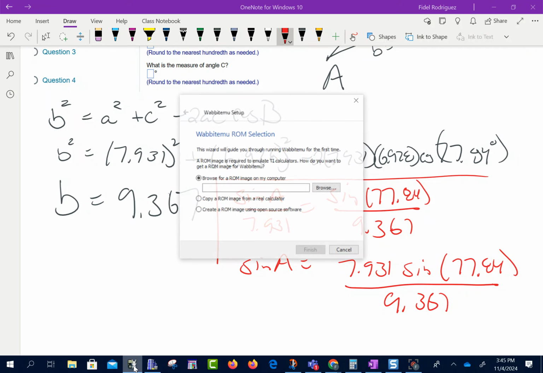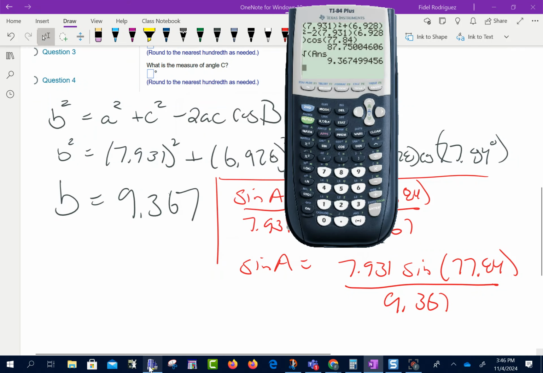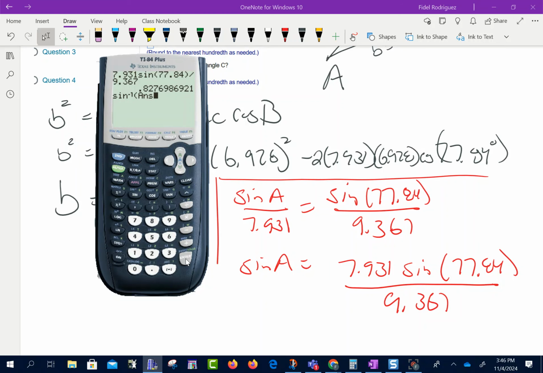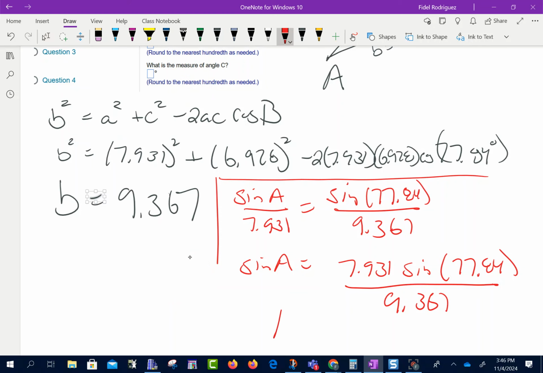So let's see if we can find what the sine of A is equal to. Sorry, wrong one. Grab my calculator again. Let's clear this. 7.931 sine of 77.84, okay, divided by 9.367. Okay. So y'all, if I want to find the angle A, I need to take the sine inverse of that. So I'm going to go sine inverse of my answer. Okay. And y'all, I'm coming up with 55.86 for my A.